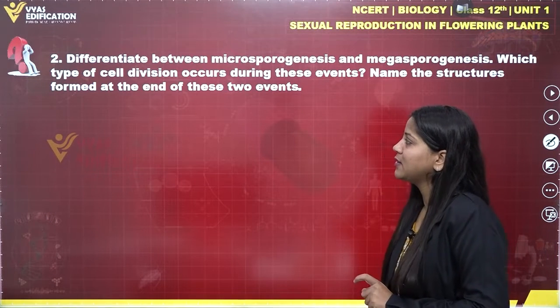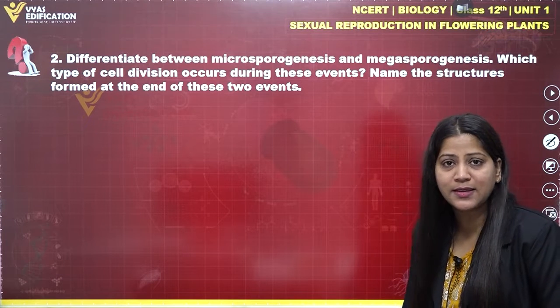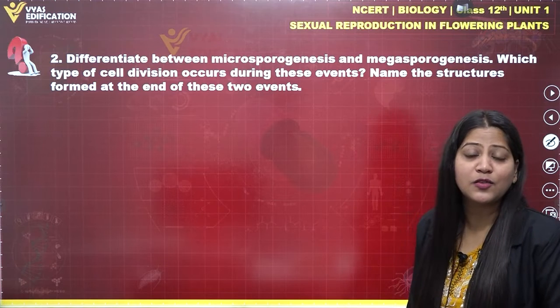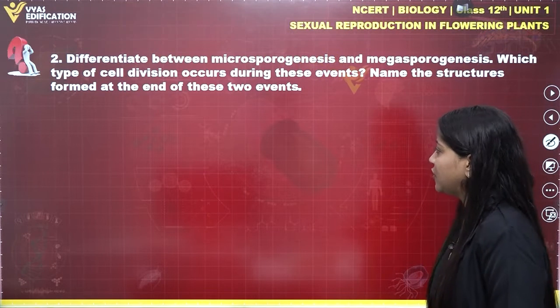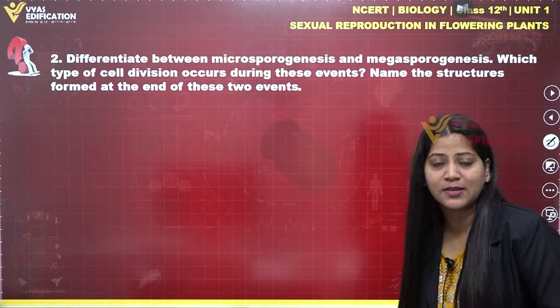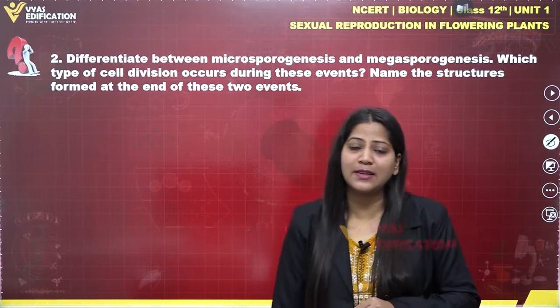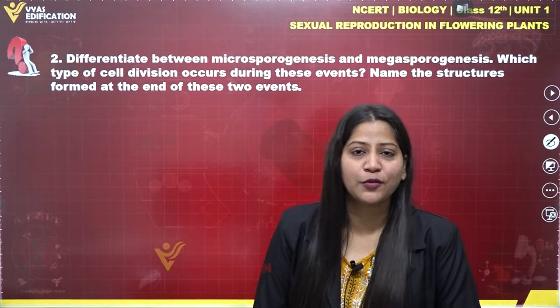The first part is to differentiate between microsporogenesis and megasporogenesis. The second part is what type of cell division actually occurs during these two events. And the third part of this question asks what are the structures formed at the end of these two events, such as microsporogenesis and megasporogenesis. So let's begin with the answer of question number 2.